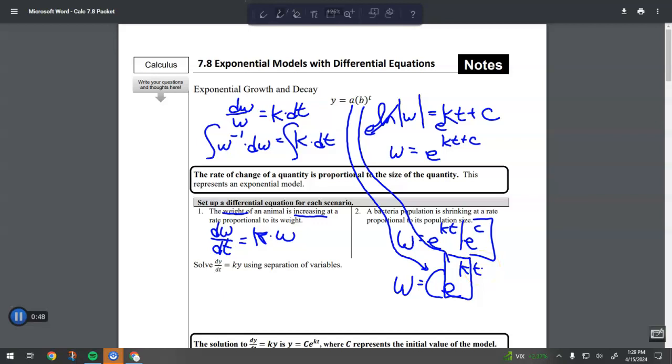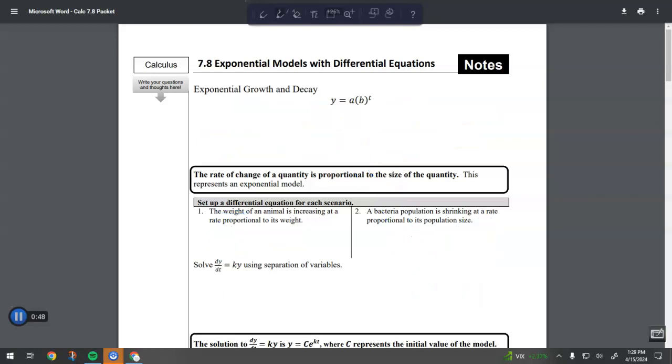The idea that they're trying to get across in this lesson is you can jump from one to the other without doing all the steps in between. It's very common that they'll give you one like this. So I did one to show you what they want you to do.